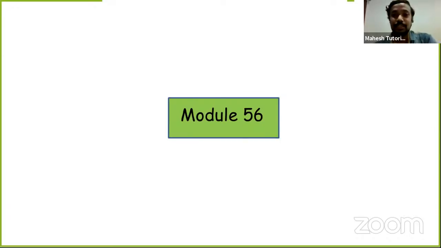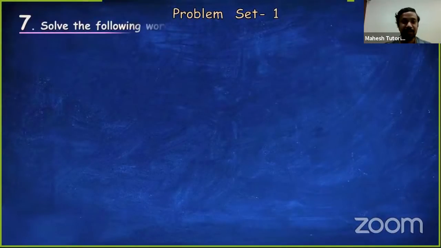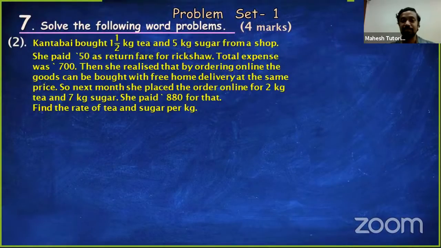All right, students, now let us proceed towards the next word problem. Okay. Problem set 1, main question number 7. Now, this is a sum carrying weightage of 4 marks. I want every one of you to read the second sum.